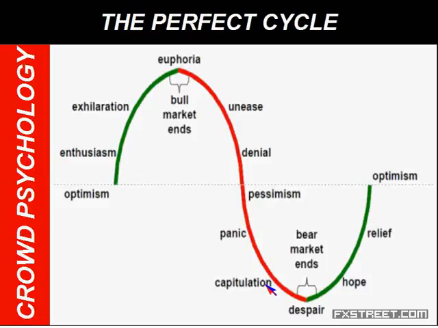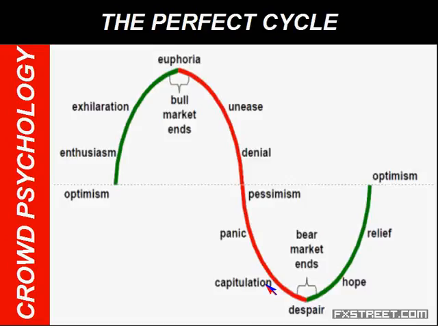Now, the reasons why we have cycles in the market, there are many reasons, but one of the reasons I want to focus on the most is crowd psychology. And here we have a sine wave cycle, a cycle shaped as an S. And we can see here the various emotional stages from a bullish market to a bearish market.